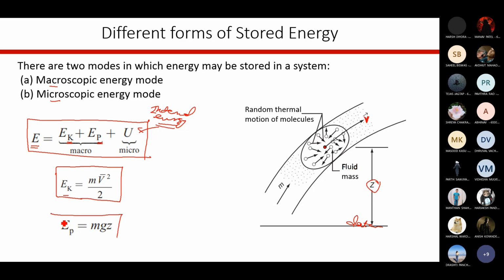Similarly, you can define the potential energy, EP. P stands for potential. This is given by mgz: the mass of the fluid m, the acceleration due to gravity g, multiplied by the elevation z where it is stored. So this will give the potential energy of your system.